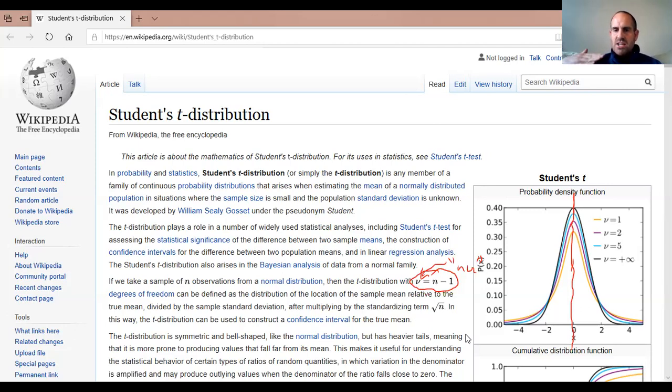So the t-distributions, there are infinitely many of them depending on the degrees of freedom, but those things are going to approach the standard normal distribution from below. Okay? So that's what the t-distribution looks like.